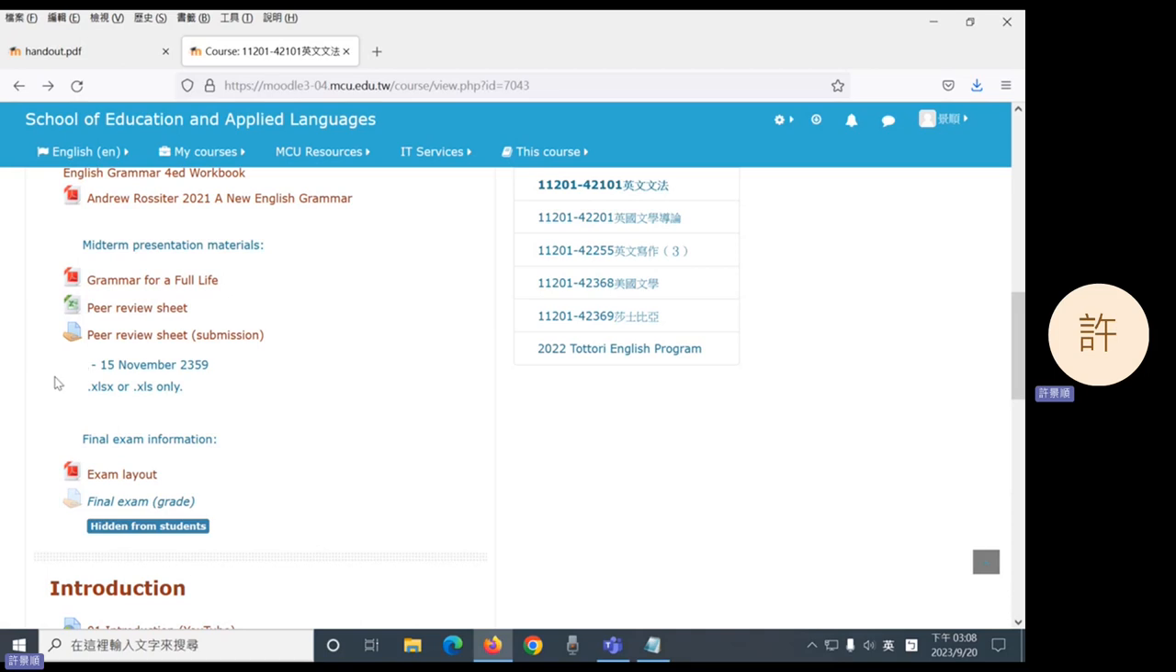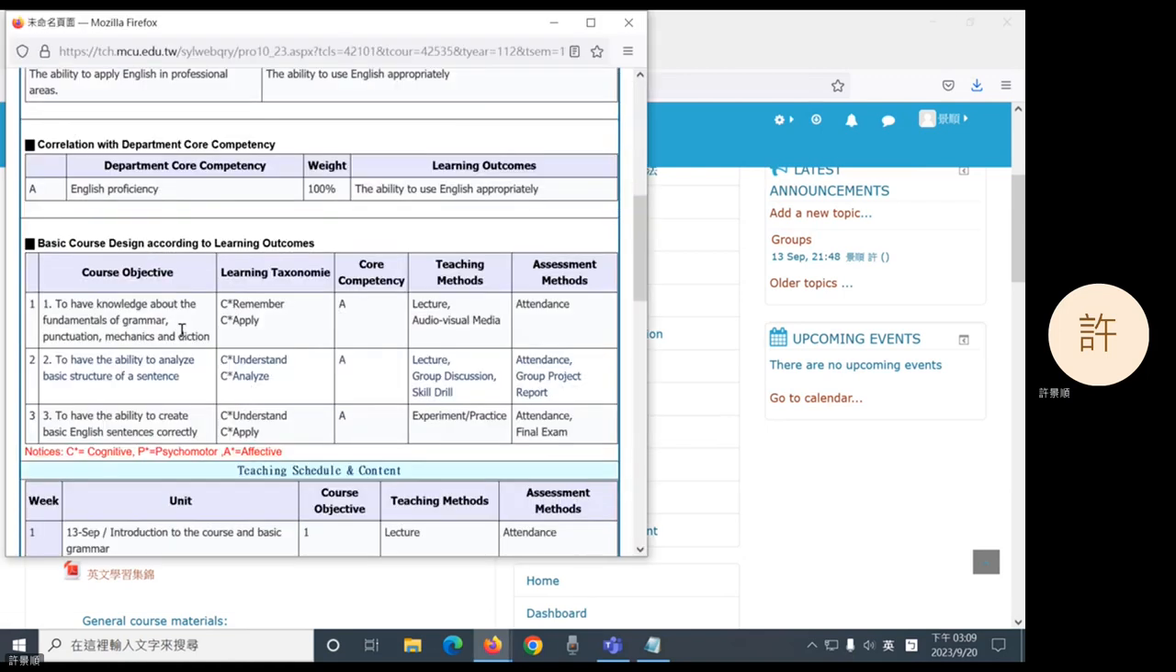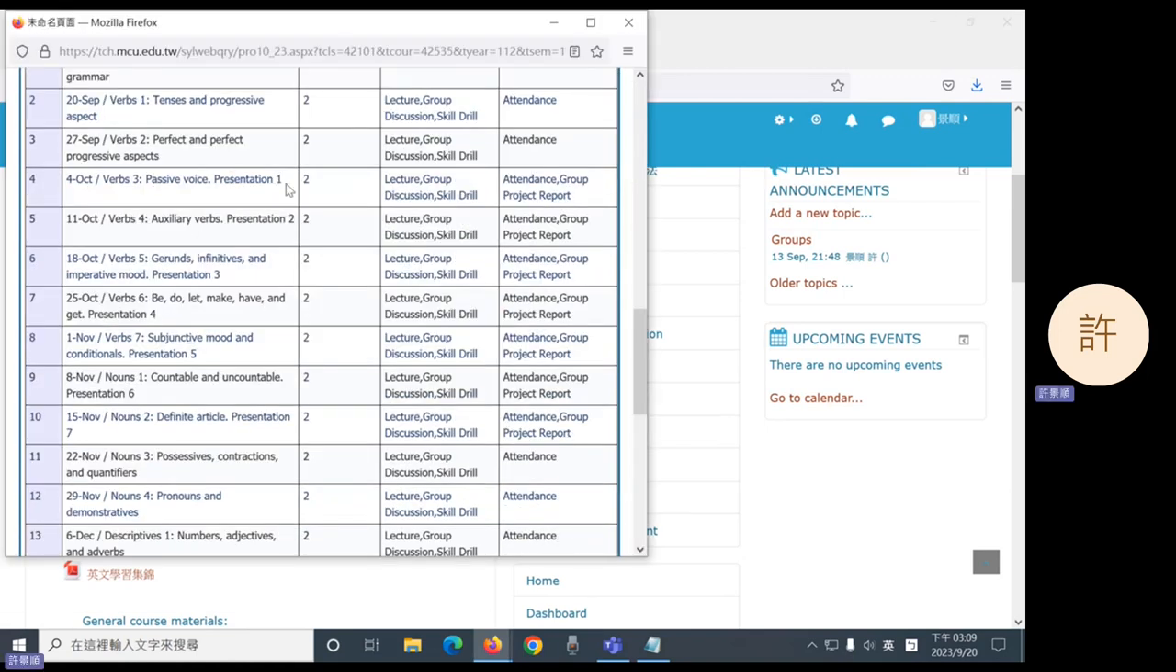The first presentation will begin on week, I think, 4, right? Actually, let's check. Yes, week 4, presentation 1. So group 1, and then week 5 is group 2, one per week.